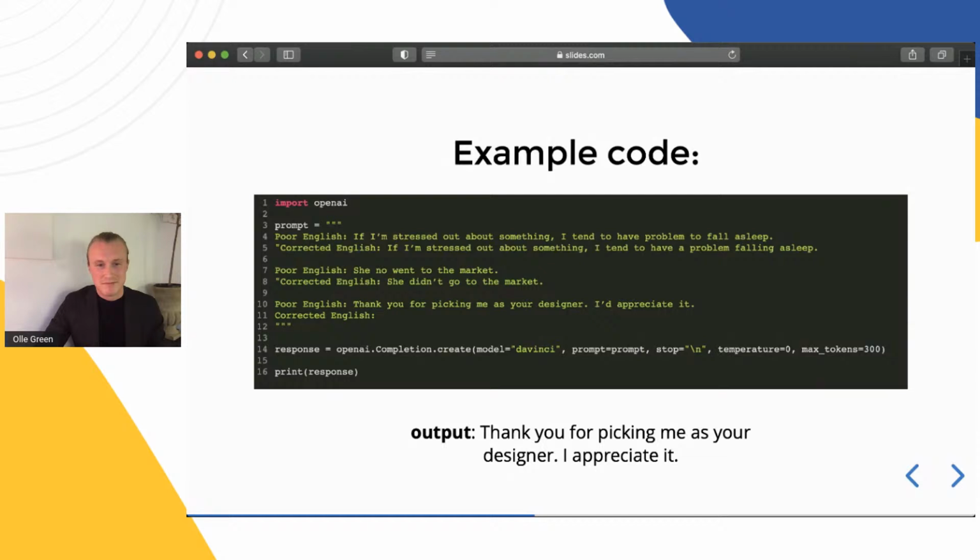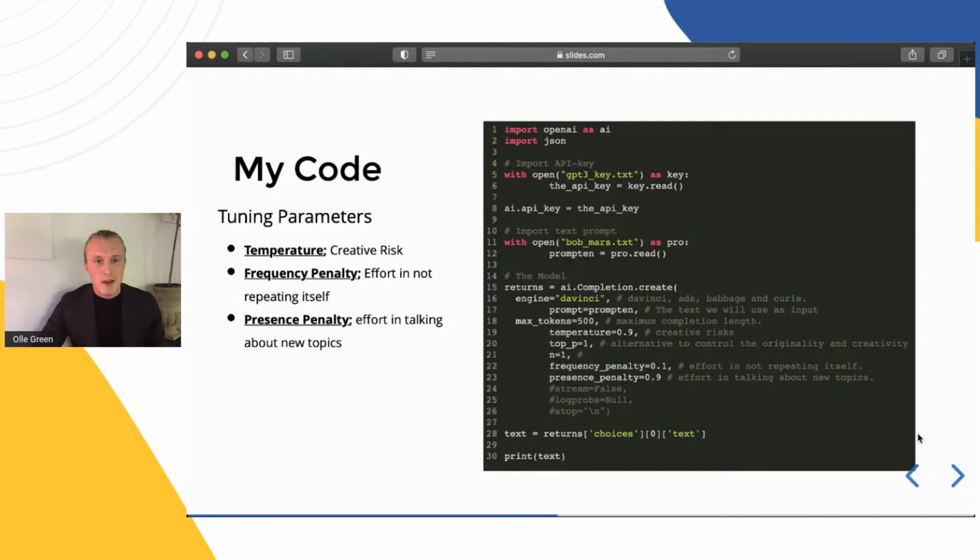Now, in my case, when I wrote a book this summer, there were a few different parameters that I wanted to take a more specific look at, and I think it's also interesting for you guys to take a look at as well. So here's the more elaborated way of looking at the code here. If we're looking at line 15 down to 28, basically.